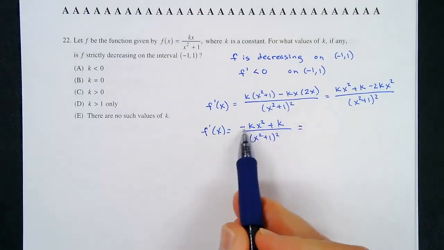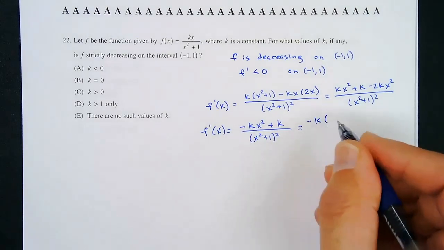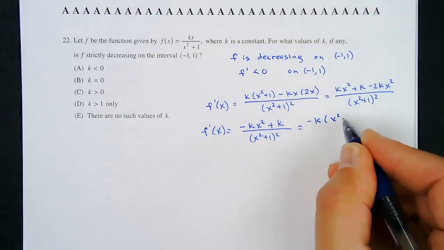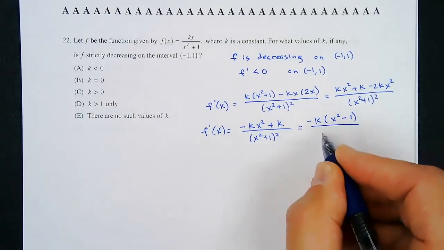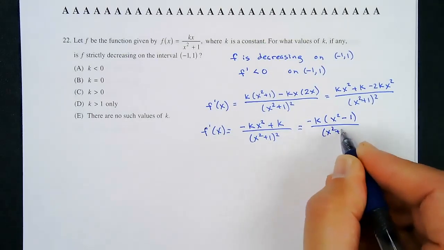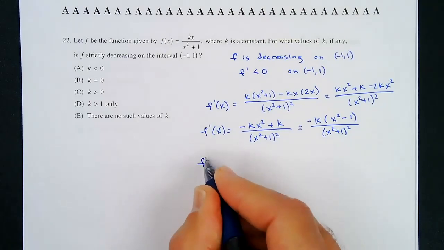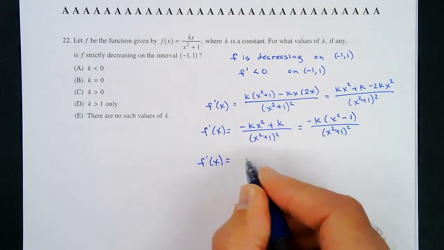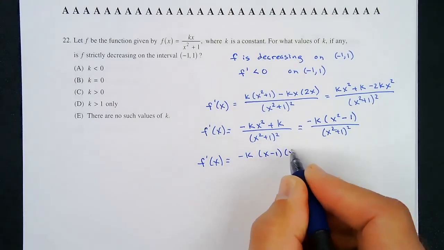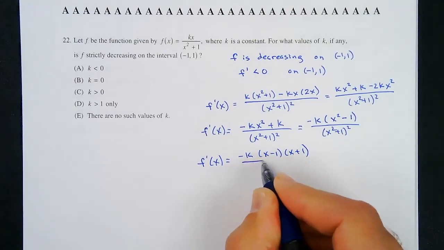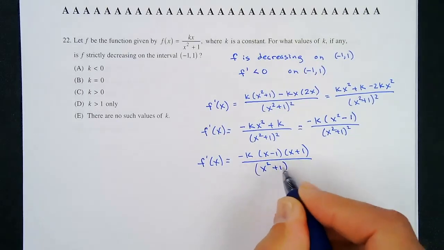Out of this numerator, I'm going to factor out a negative k. And then you're going to be left with x squared minus 1. That's kind of nice because that's a difference of squares, right? So that's x squared plus 1 squared. Okay, so that means f prime of x would equal negative k times x minus 1 times x plus 1 all over x squared plus 1 squared.